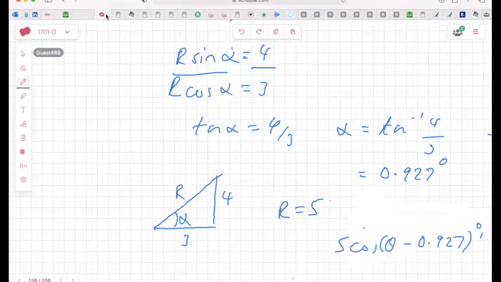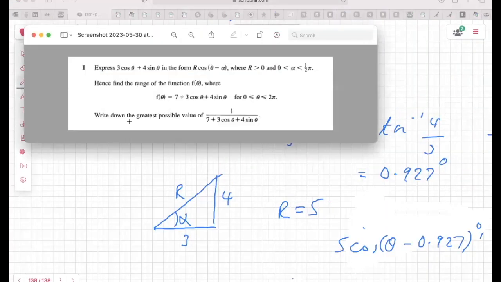Okay, and then the next question was: write down the greatest possible value of 7 plus this expression. So the greatest possible value of that would be when the denominator is as small as it can be, because it's 1 divided by it. The bigger the denominator, the smaller it will be. So the very lowest value, since we know the range is from 2 to 12, would be 2. So the greatest possible value of that would be 1 over 2. So it would be 1/2.